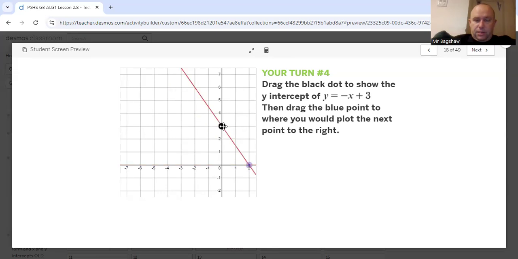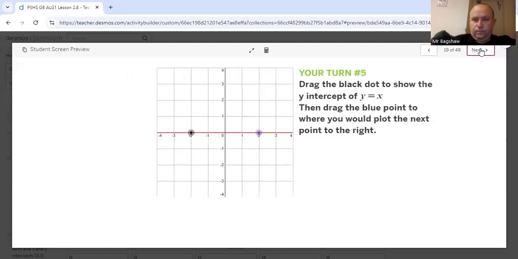-x plus 3, so we'll start from 3 on the y-axis. And this is the one we're going to be careful with. There's no number here, so it's 1, and -1 specifically. So I'm going to go down 1, and then to make it into that fraction, we have to go right 1, and then we can check for that one as well.